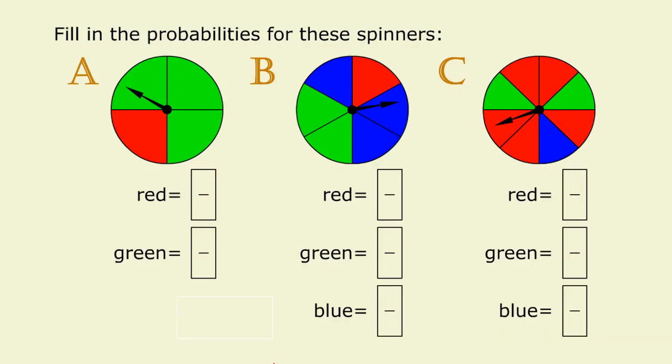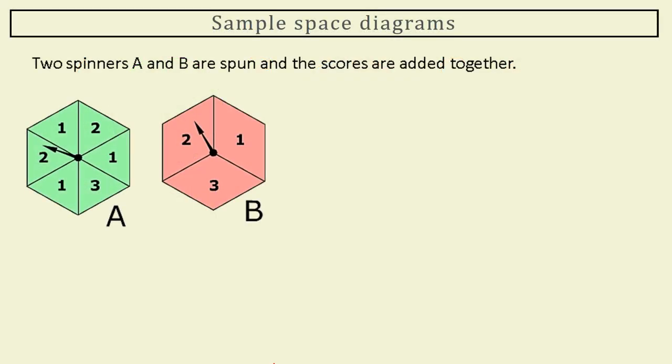Let's move on. So what we're going to have a look at today is how we can use a diagram called a sample space diagram to help us work out probabilities where more than one thing might be happening. We've got combined events happening here. And here we've got 2 spinners. Spinner A has got the numbers 1 to 3 on it. Spinner B's got the numbers 1 to 3 on it, but they're not the same spinner. They are different. Okay, spinner A is split into 6 sections. Spinner B is split into 3 sections.